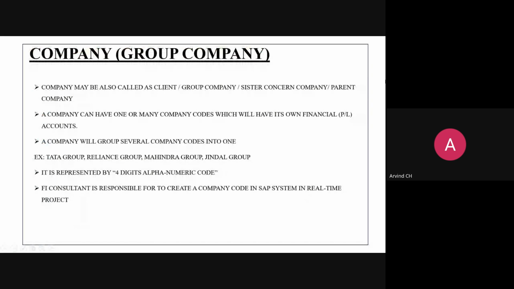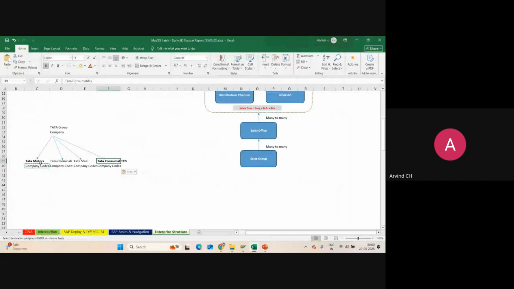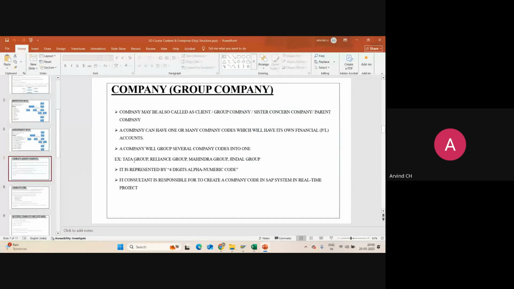Okay. And a company will group several company codes into one. So whatever I have shown in the diagram, all the company codes together will be assigned to a common company, right? These group company codes will be assigned to a common company. This will form one group company. Together, the company codes will form a group company. For example, Tata Group, Reliance Group, Mahindra Group, Jindal Group, these are all the best examples for the company.